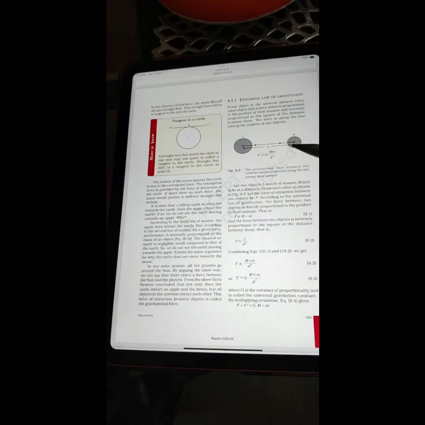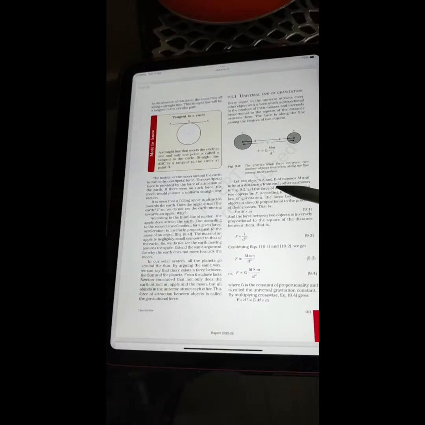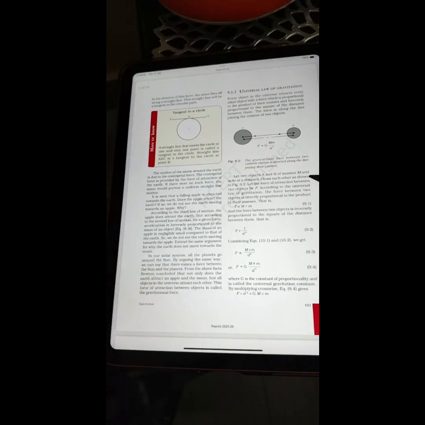So A and B are two objects, distance is d, F is equal to G capital M small m by d square. Figure 9.2 shows the gravitational force between two uniform objects is directed along the line joining their centers. Let two objects A and B of masses capital M and small m lie at a distance small d from each other as shown in figure 9.2. Let the force of attraction between two objects be capital F.